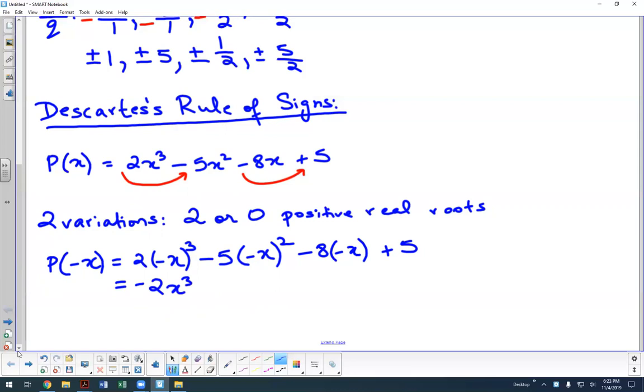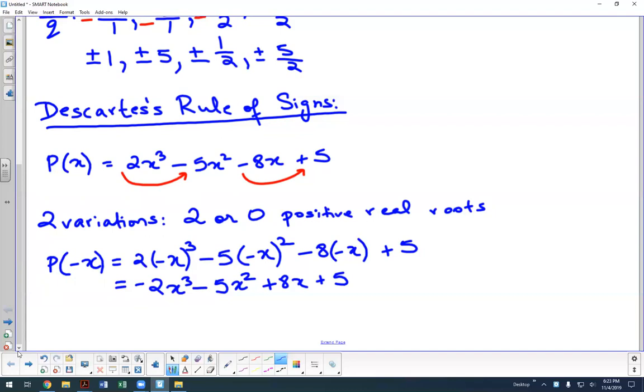Then in my second term, I have negative x to the second power, so that's a negative base with an even exponent. This negative sign will actually become positive, which means the negative 5 does not change. You will still be left with negative 5, and this guy will become positive x squared now. Okay? On our third term, we have negative 8 times negative x, so negative times negative will become positive, so that's positive 8x, and of course, our positive 5.